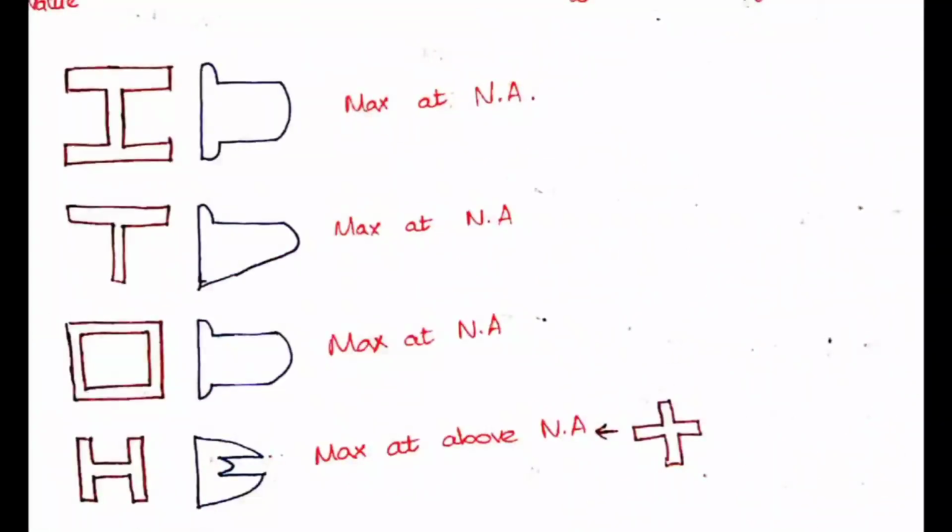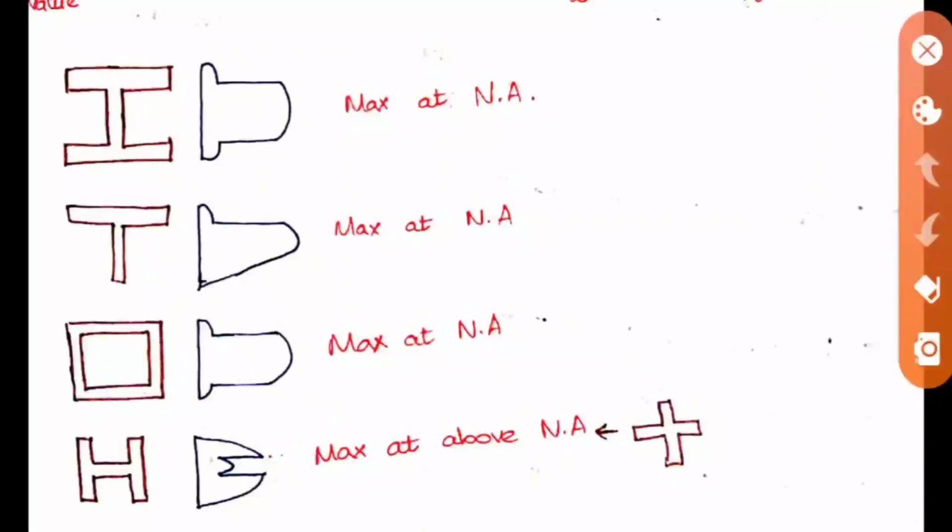And here are some diagrams representing the shear stress diagram for the various sections. These they will also ask in objective questions. They will give the section and the shear stress diagram, and ask which is correct and which is wrong. For the I section the maximum shear stress is along the neutral axis, and for the T section it is along the neutral axis, and for hollow square or hollow rectangular sections also it is along the neutral axis. For the H-like structure it will be maximum above the neutral axis, not at the neutral axis. It will be maximum at this point. So these are the diagrams you should keep in mind.